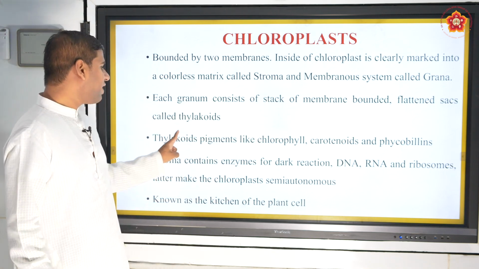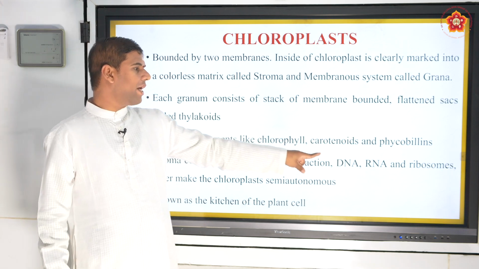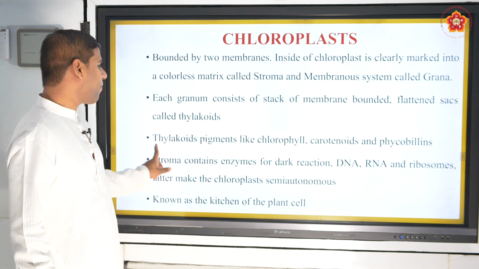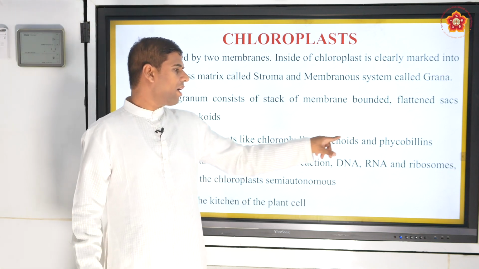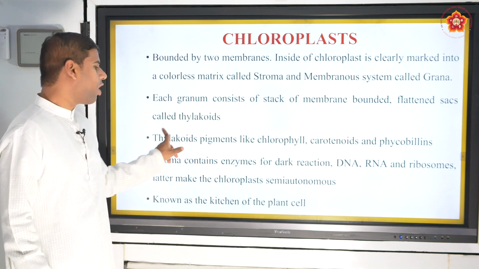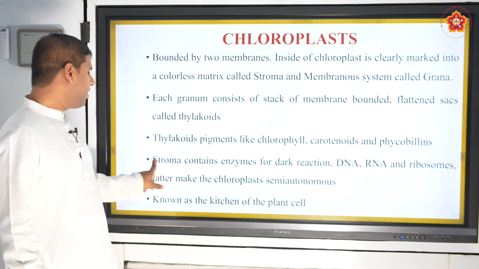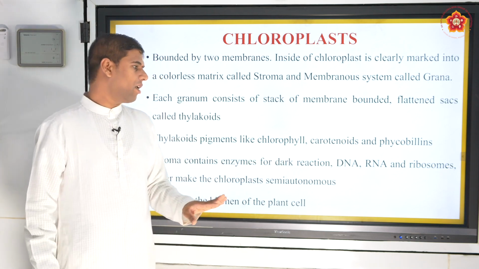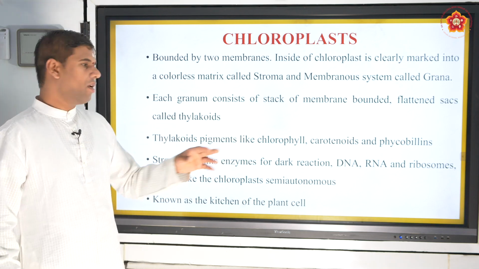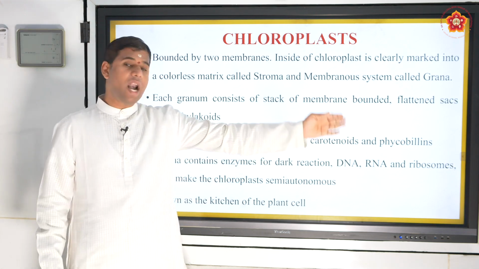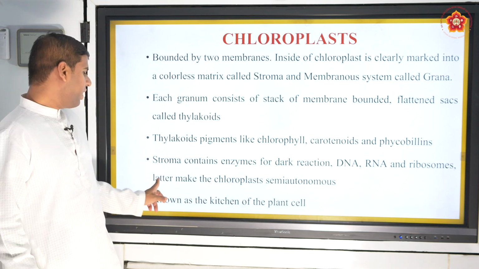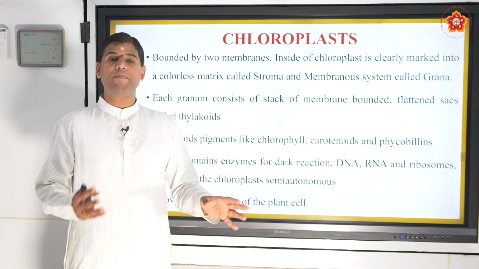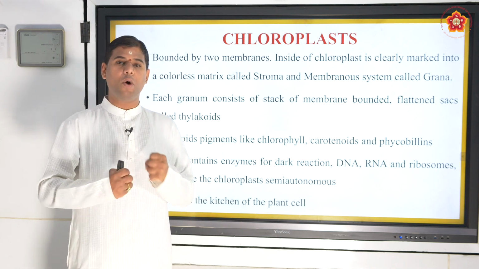These contain pigments like chlorophyll, carotenoids and phycobilins. All these are called thylakoid pigments. And then the stroma also contains enzymes for the dark reaction, which takes place in the cell. You have DNA, RNA and ribosomes also here. They make the chloroplast semi-autonomous. Semi-autonomous means partially, they prepare their own food.